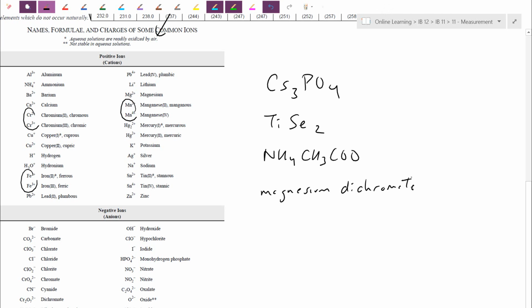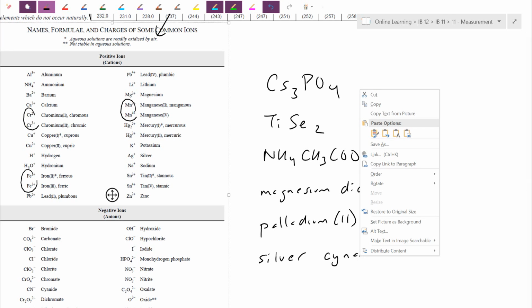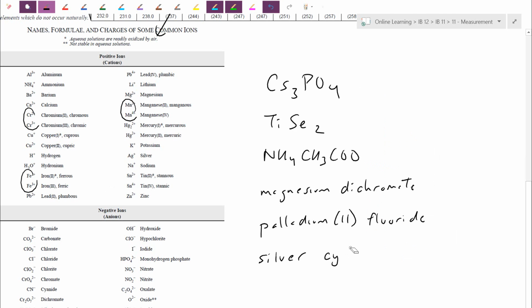Let's do palladium(II) fluorite, and let's do one more, silver cyanide. Cyanide.